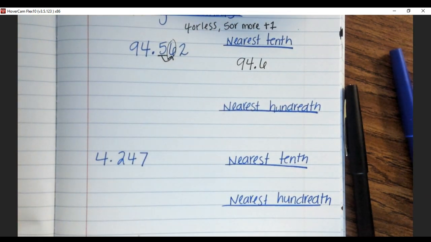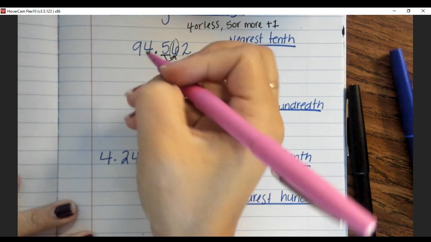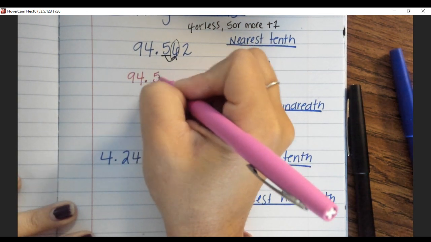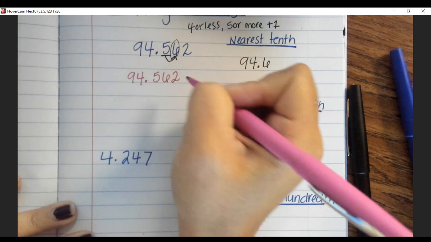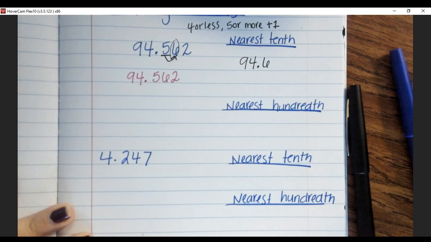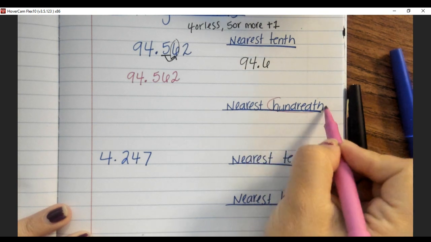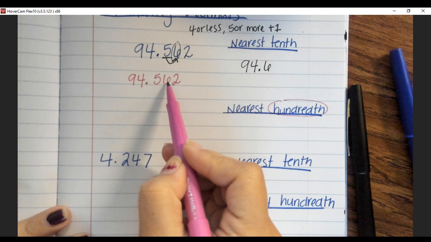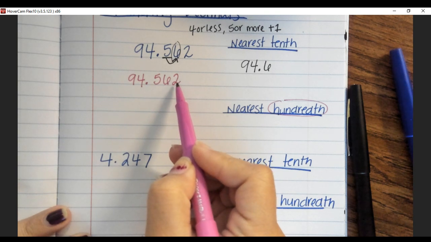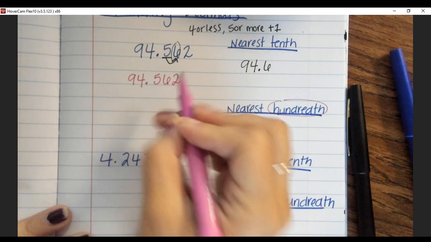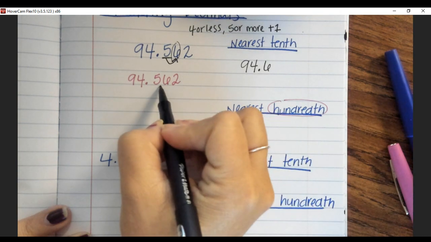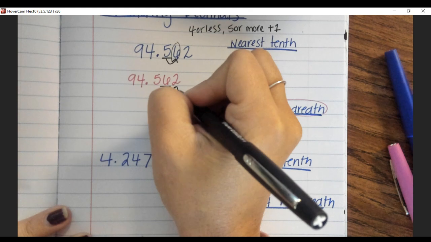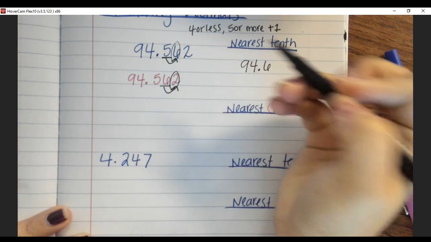So I'm using the same number. I'm just going to rewrite it. 94 and 562 thousandths. Now I'm rounding to the nearest hundredth. Tenths, hundredths, thousandths. So if I'm rounding to the nearest hundredths, I'm going to underline that digit. Follow the same rule. I'm going to look at the digit to the right, which is 2.